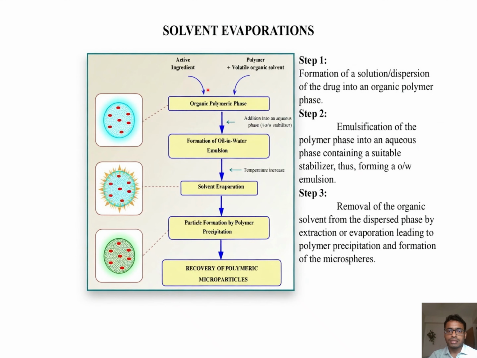So here the step-by-step procedure has been shown. First of all, formation of solution or dispersion of the drug into the organic polymer phase, then emulsification of the polymer phase into the aqueous phase containing a suitable stabilizer, thus forming an O/W emulsion, and finally removal of organic solvent from the dispersed phase by extraction or evaporation, leading to polymer precipitation and formation of the microsphere. So these are the overall procedure for solvent evaporation.